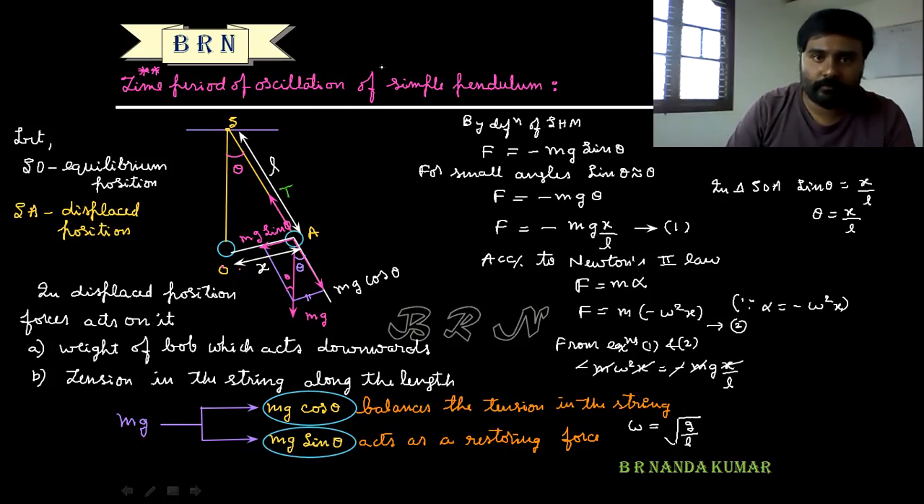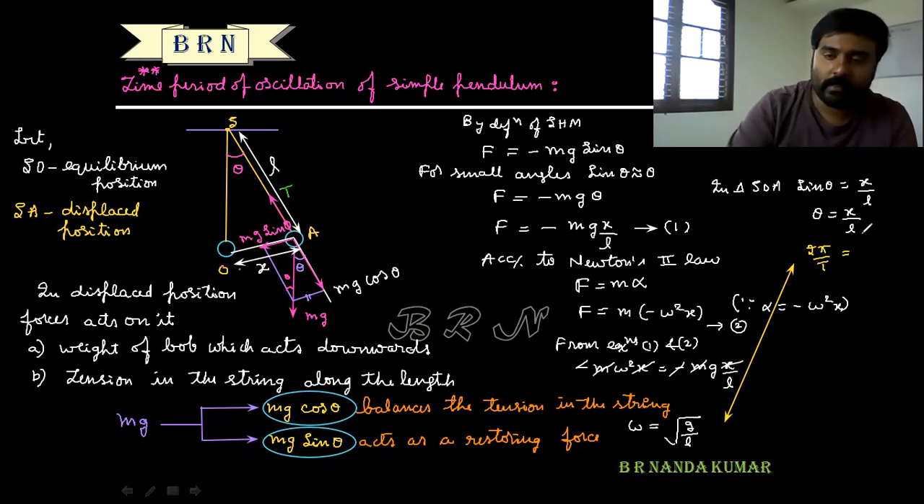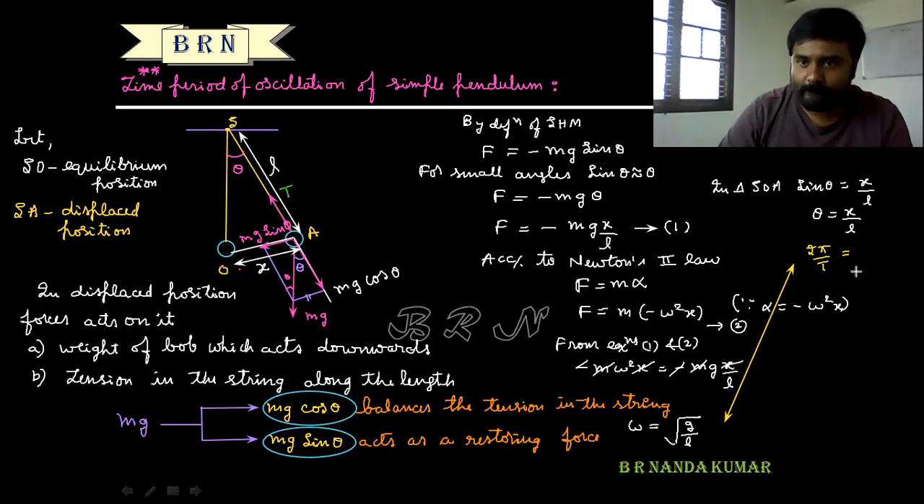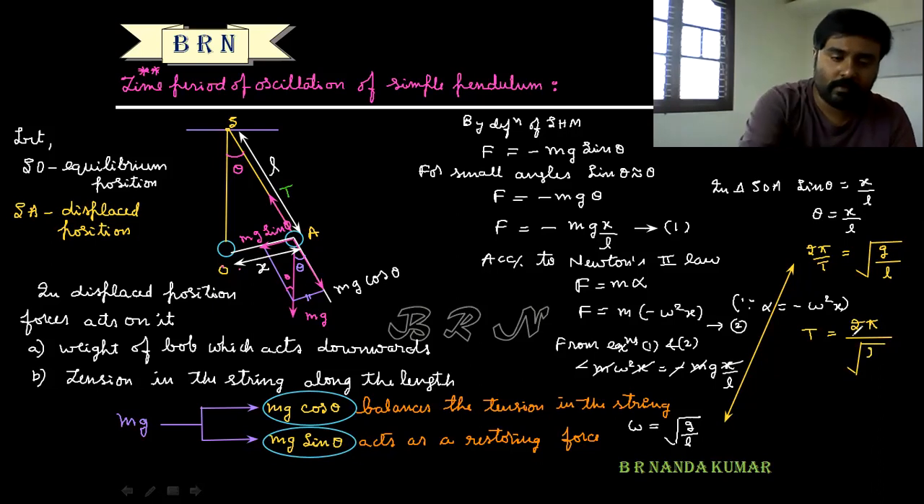This is the next step. Omega is 2 pi by T, so 2 pi by T is equal to root g by L. So T is equal to 2 pi divided by root g by L.